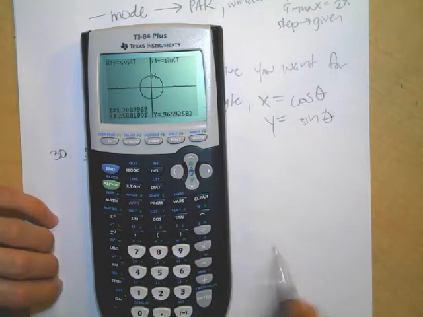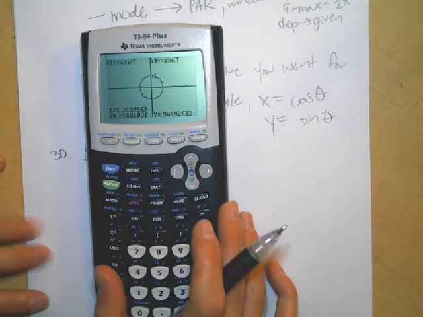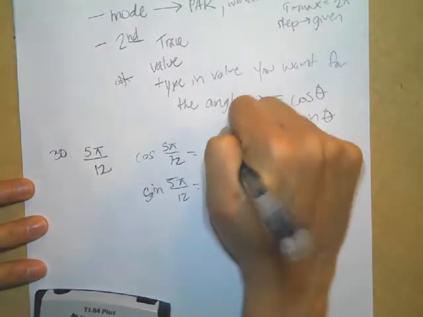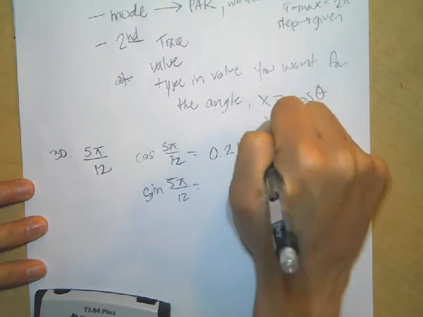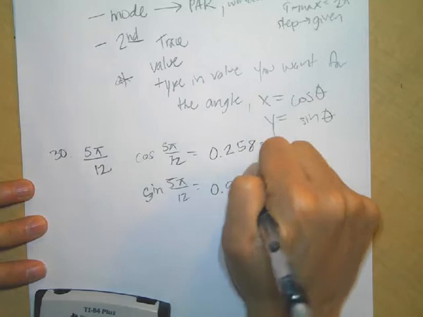What is the x value? Sine or cosine? Cosine is the x value, and sine is the y value. We should always go out to 4 decimal places. So x is 0.2588, and y is 0.9659.